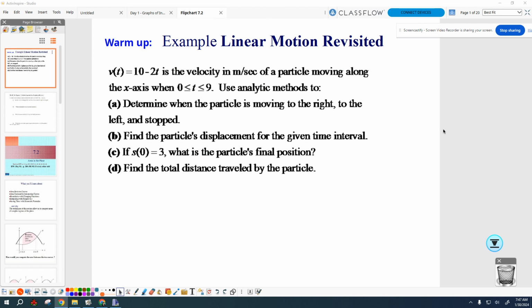7.1, I don't normally teach. This is 7.1. So this is your review of that, because it's done in chapter 4 and 5.